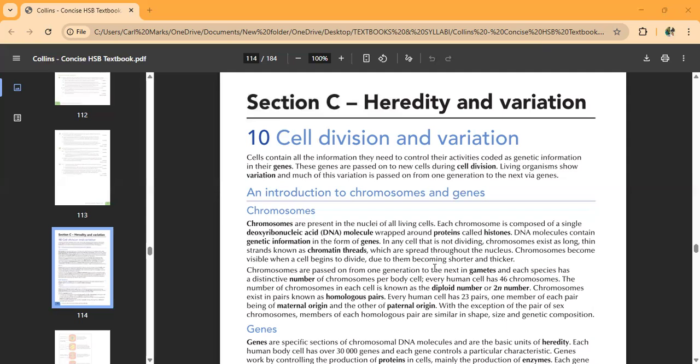So chromosomes are passed from one generation to the next in gametes. So each species has a distinctive number of chromosomes per body cell. In humans, we have 46 chromosomes. Now, the number of chromosomes in each cell is known as the diploid number, right? Chromosomes can exist in pairs with what we call homologous pairs. These are new terms to you guys, right? So every human cell has 23 pairs of chromosomes, right? Good.